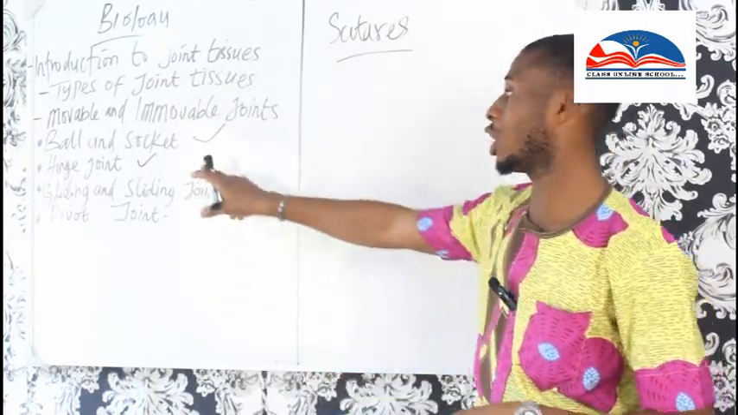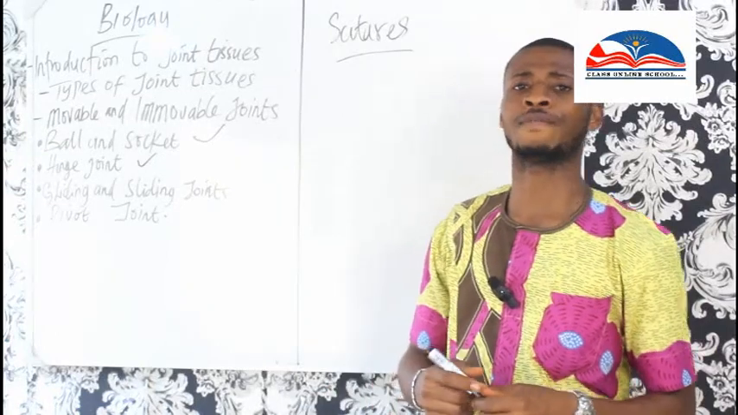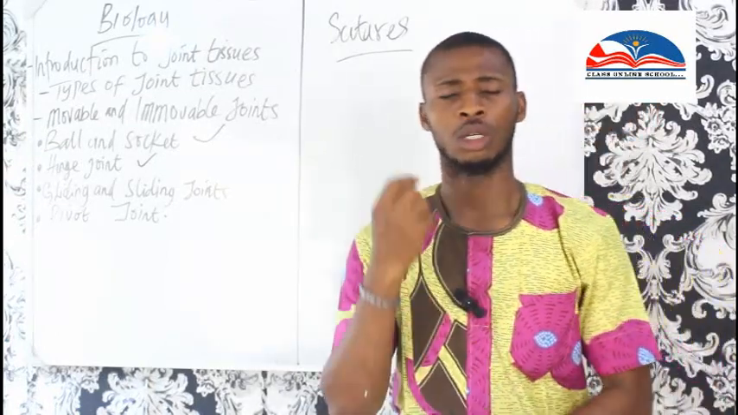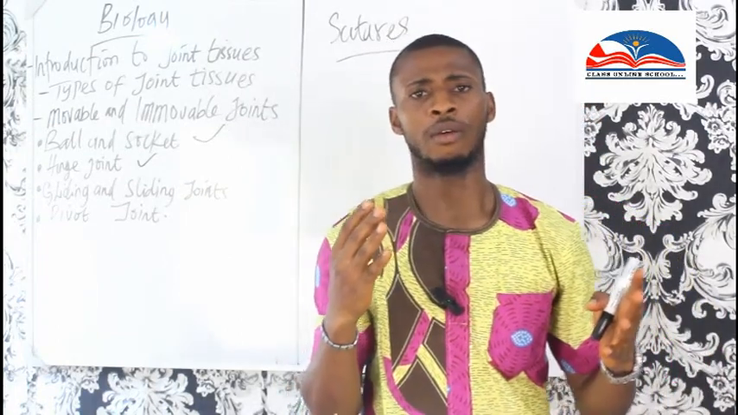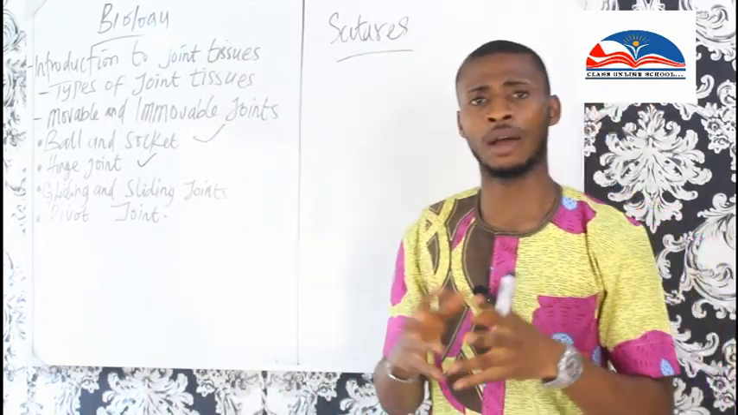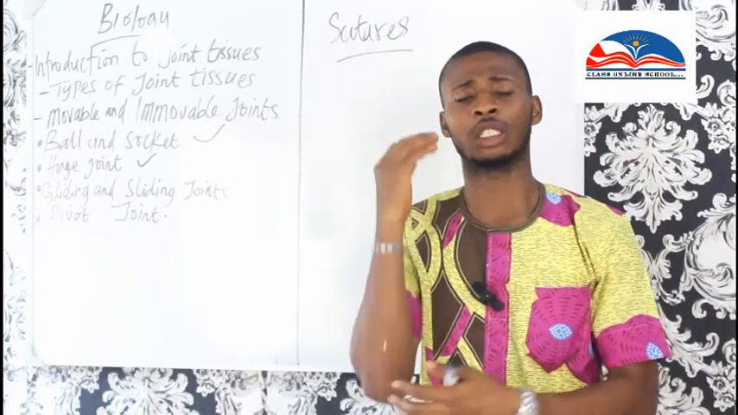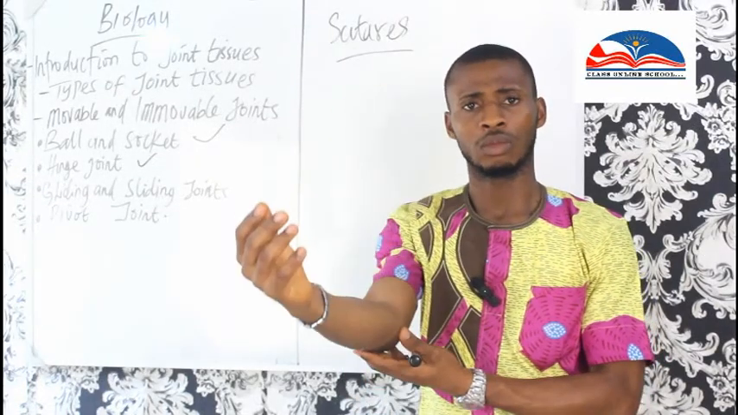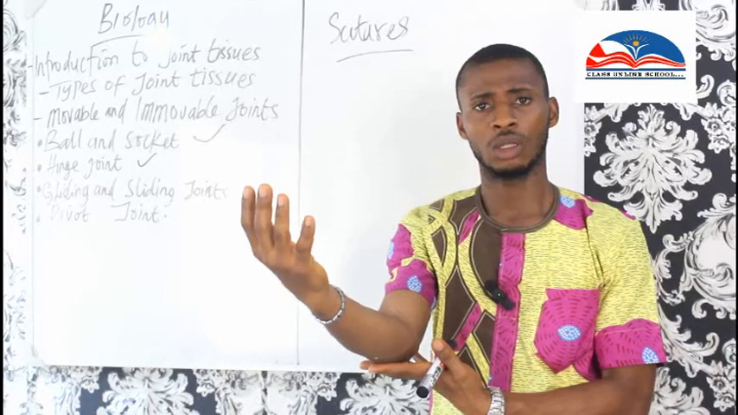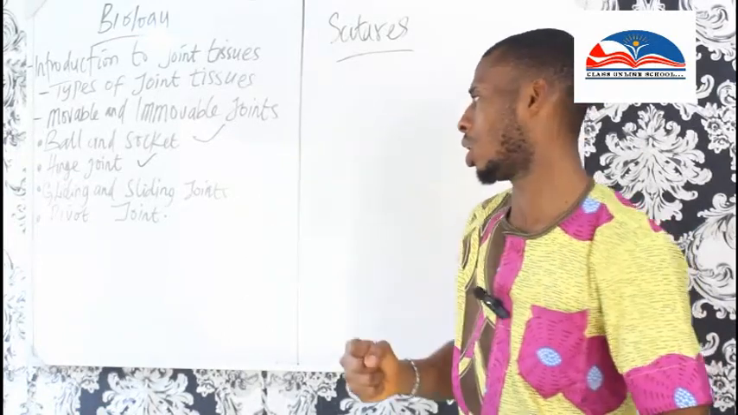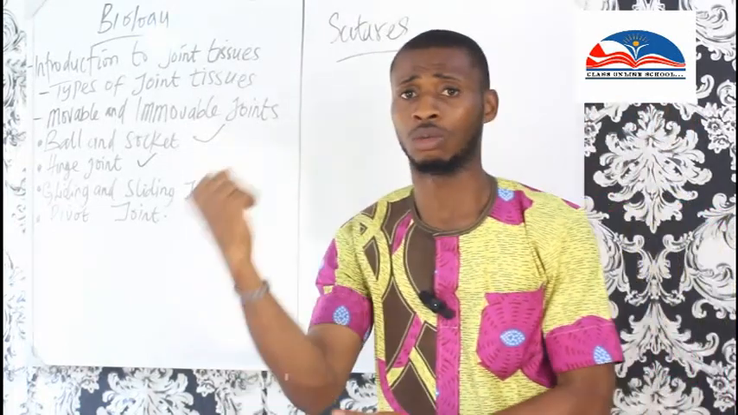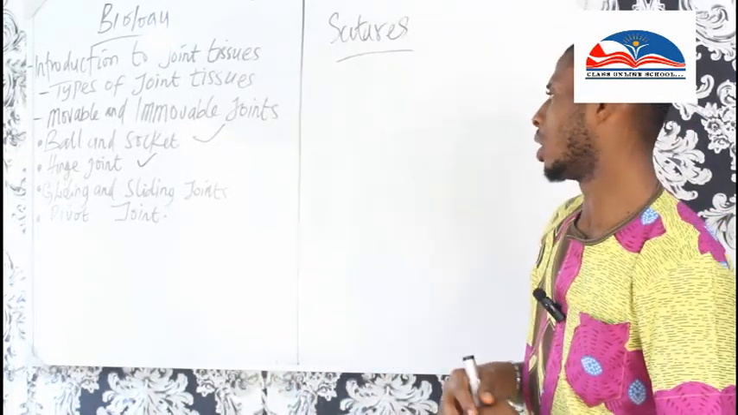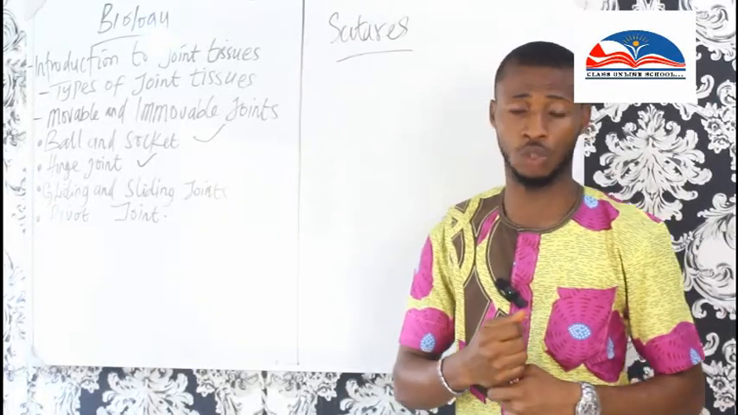Another one is the hinge joints. The hinge joints are found at the elbow and your knee, where the ulna and fibula join together. That is where they meet. They only have the capacity of moving at 180 degrees. Remember, I told you.